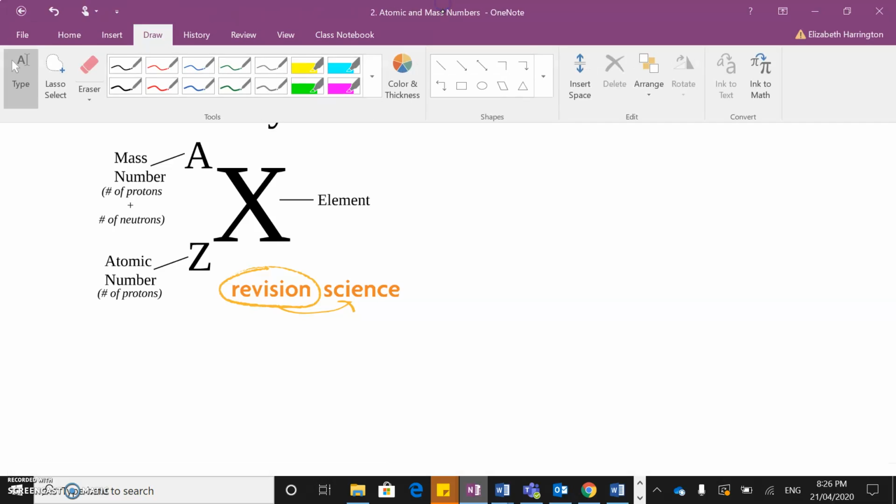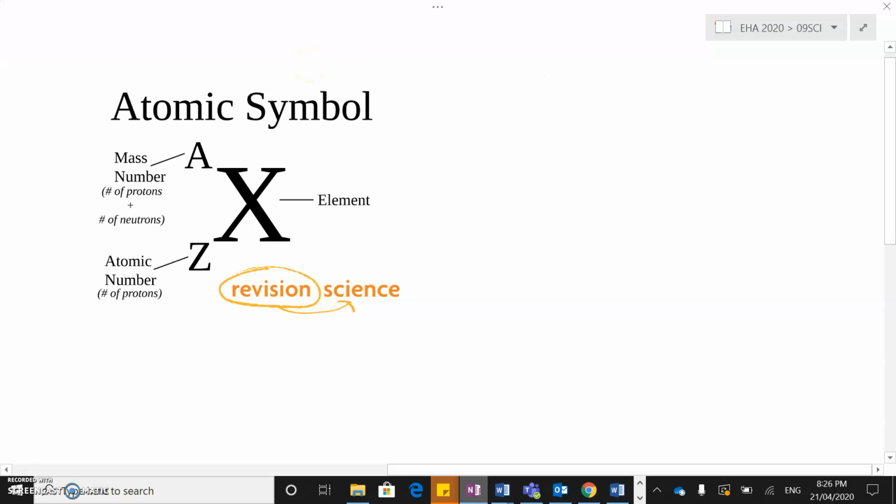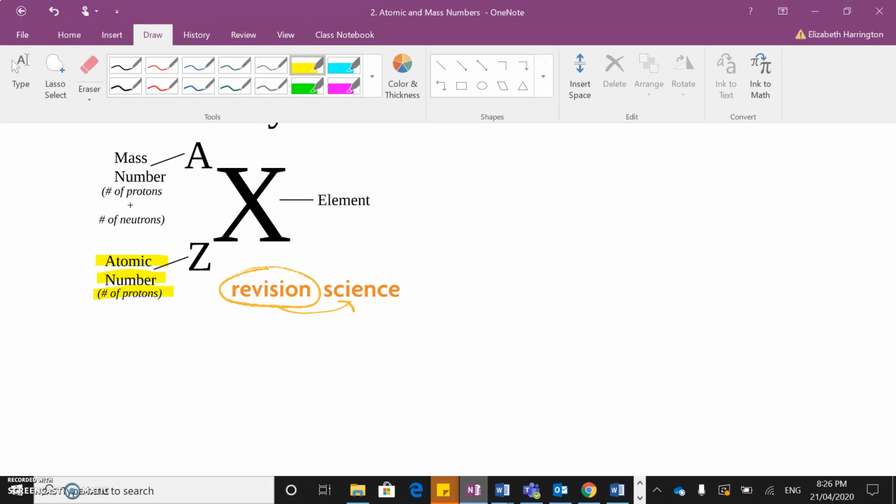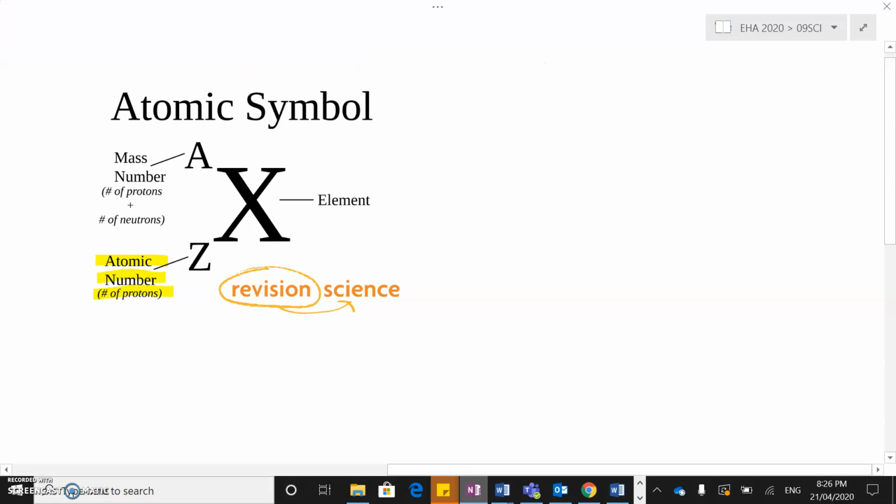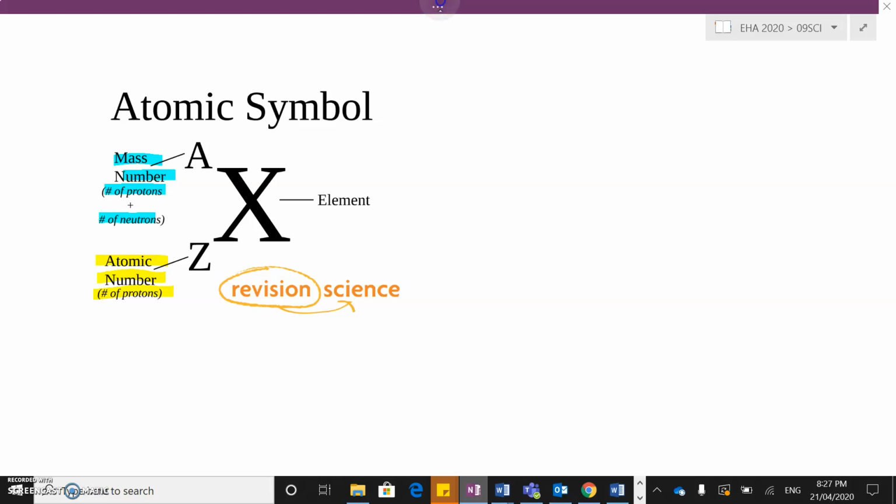So represented here by the letter Z down the bottom left-hand corner is the atomic number. That tells us the number of protons. Represented there by the letter A is the mass number. Now that is the number of protons plus the number of neutrons. So very quickly, a review from our last lesson.